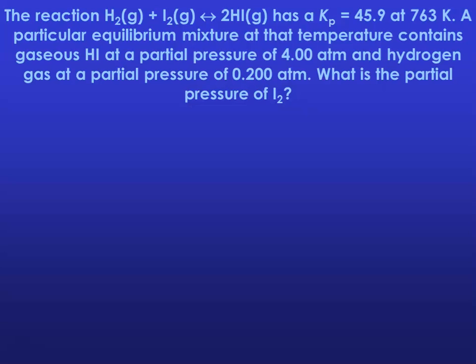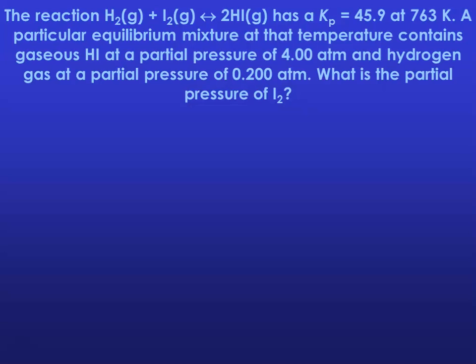So here we have hydrogen and iodine making 2 HI, hydrogen iodide gas molecules. You're given that the Kp is 45.9. At equilibrium, we are told we have 4 atmospheres of HI and 0.2 atmospheres of hydrogen. And we want to know the partial pressure of iodine.